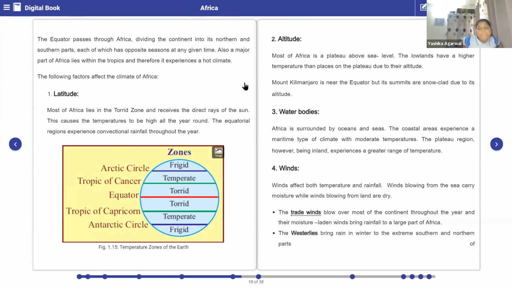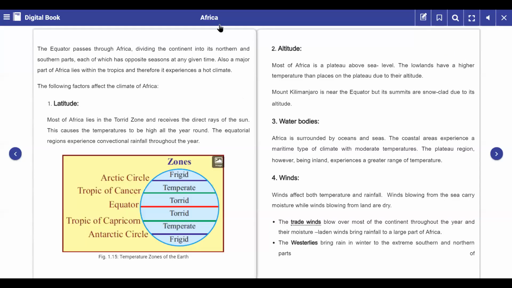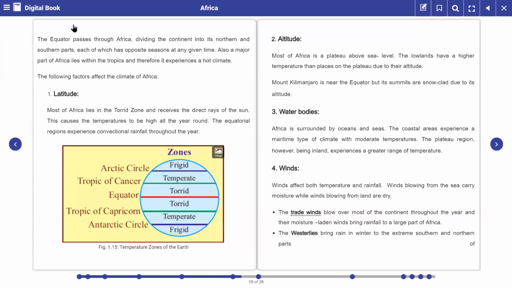Ma'am, I'll just repeat once again whatever I was saying because I got disconnected.